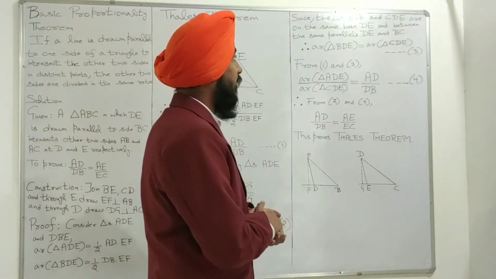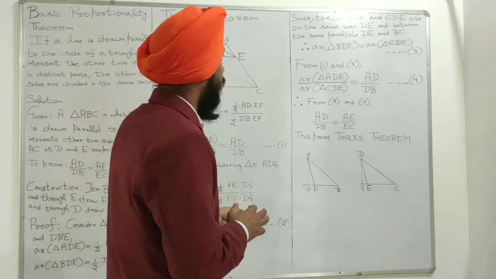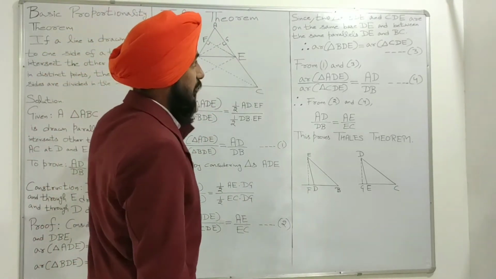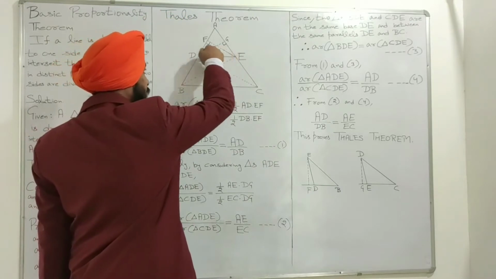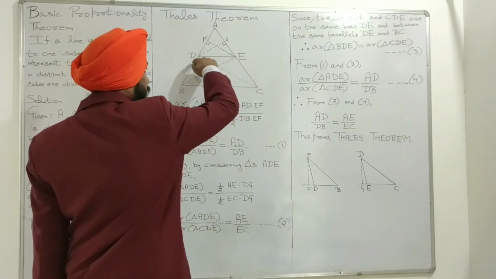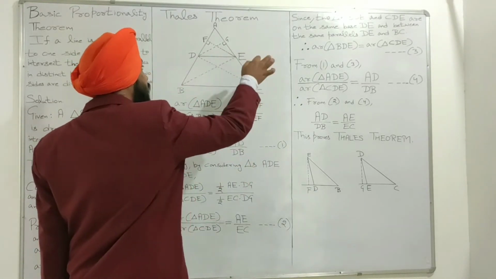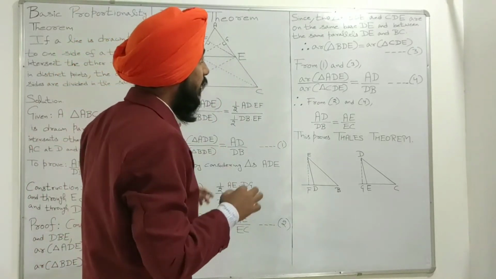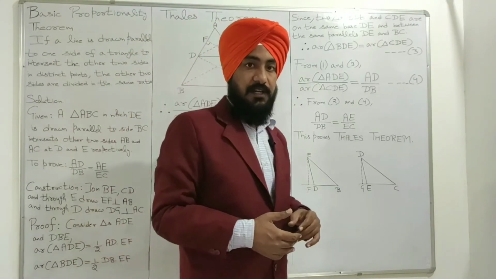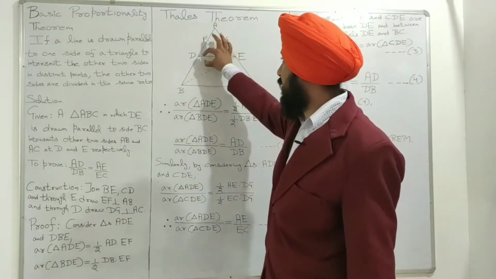Now, since two triangles BDE and CDE are on the same base DE and between the same parallels DE and BC. Please see here, this triangle BDE and CDE are on the same base, DE, on which these two triangles are based. So DBE has the base DE, and triangle CDE also has the same base DE, and they are between the same parallels DE and BC. I have told you that in this diagram I have drawn DE parallel to BC.